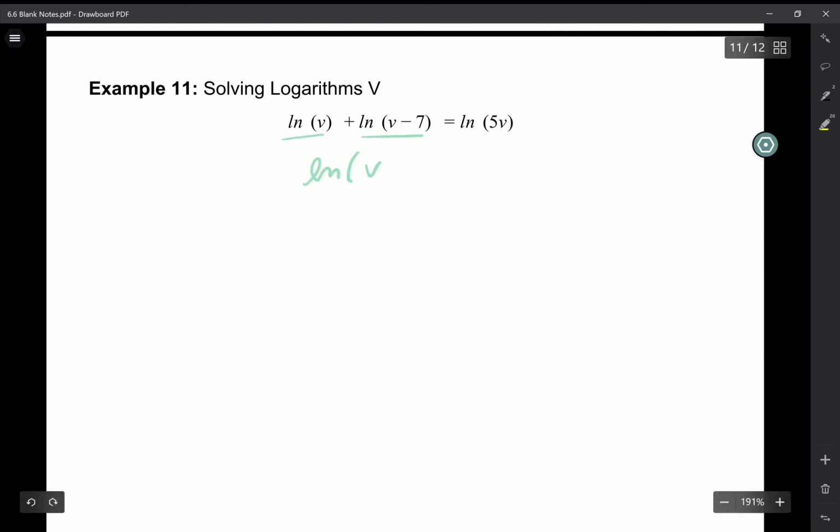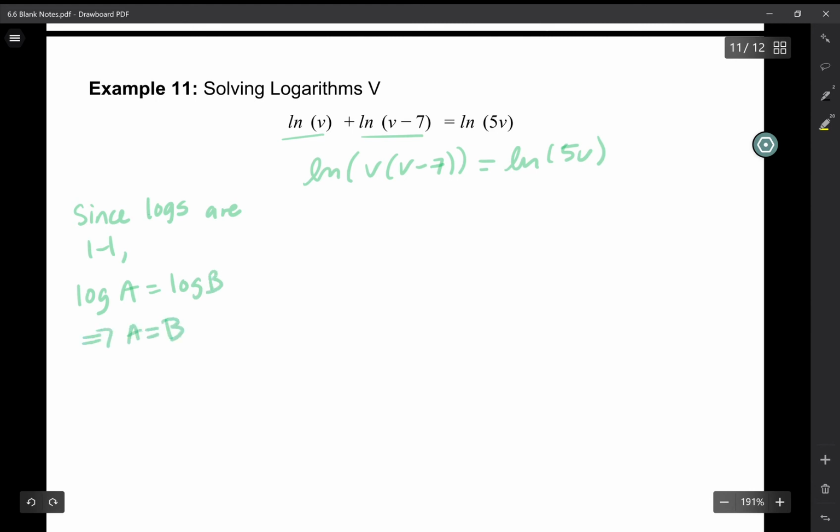Natural log of v times v minus 7 equals the natural log of 5v. Now, since we have a single logarithm on each side, we can use the fact, much like with exponents, that logs are 1 to 1. So if log A equals log B, that implies that A equals B. Right at this point, we can set v times v minus 7 equal to 5v.